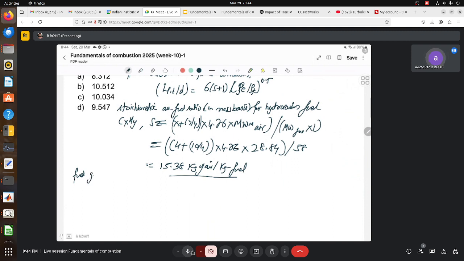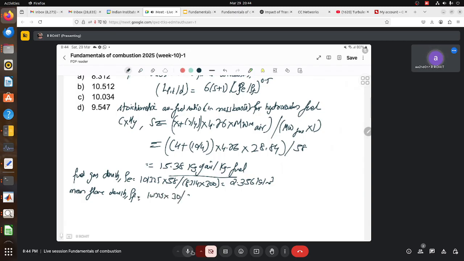Now your fuel gas density rho e, using the equation of state, is 101325 by 8314 times 300. So you get close to 2.356 kilogram per meter cube. And your mean flame density rho f can be written as 101325 into 30 by 8314 into 1775. This comes close to 0.2059 kilogram per meter cube.